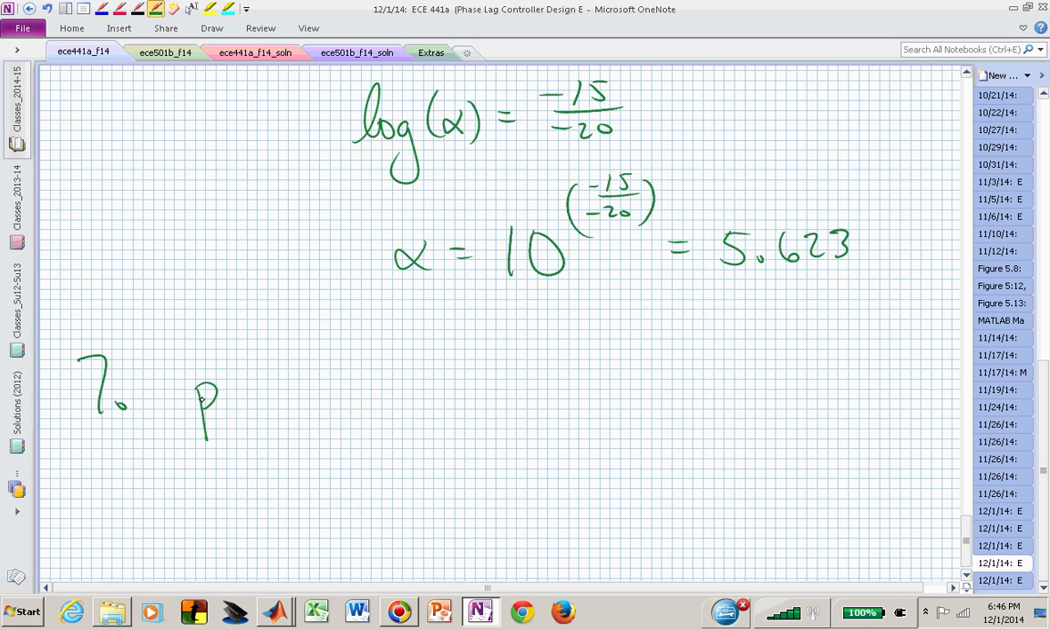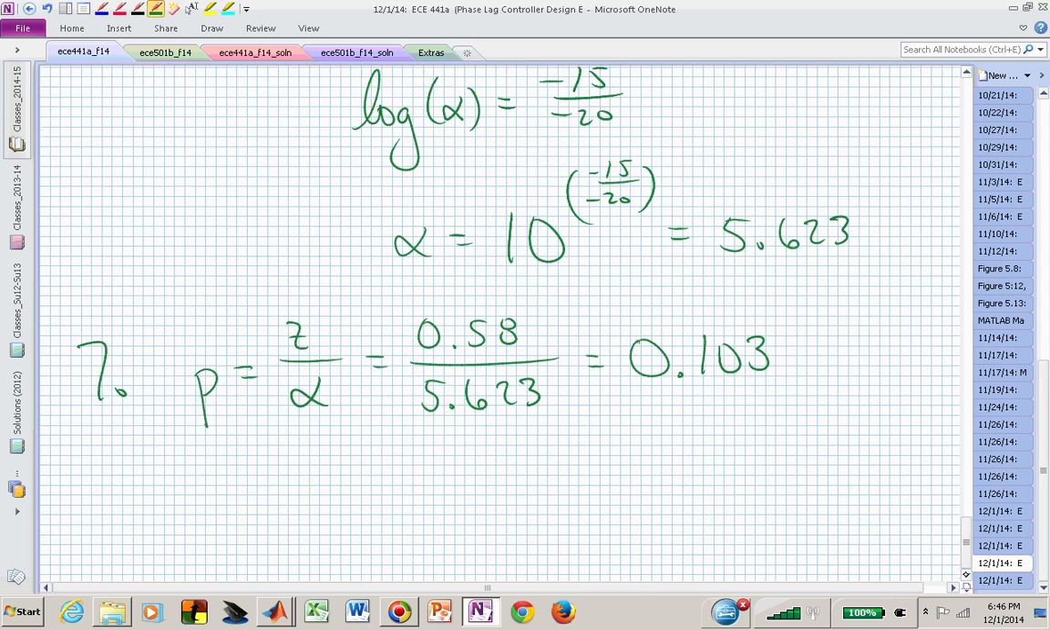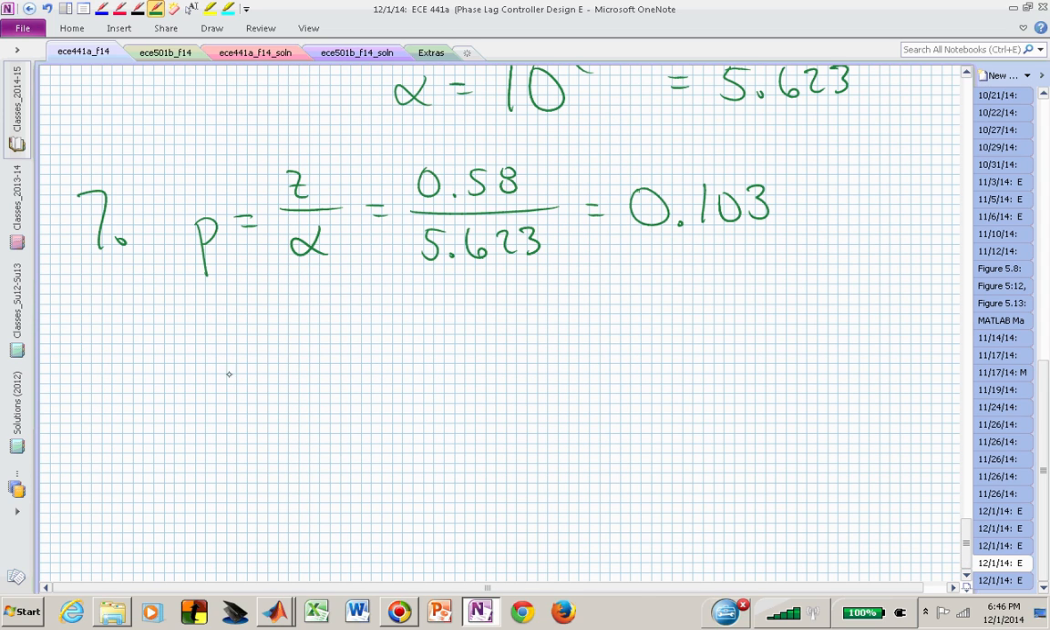Step 7 now says P is Z divided by alpha. Z again was determined in a previous step to be 0.58. Alpha is 5.623, so that now my pole is at 0.103 radians per second. I can now use that information to design my controller.